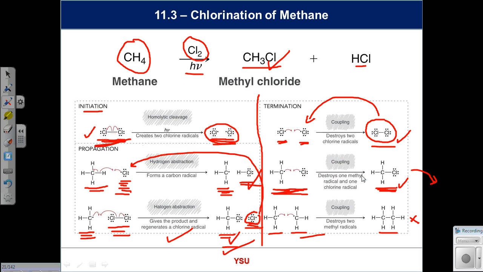We need to do rates in a minute. We need to talk about chlorination versus bromination. That's when we'll talk about rates, because that makes a big difference in terms of the outcomes.